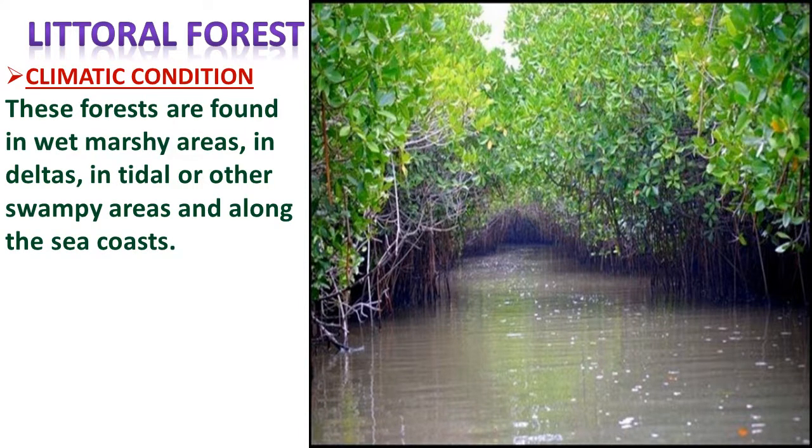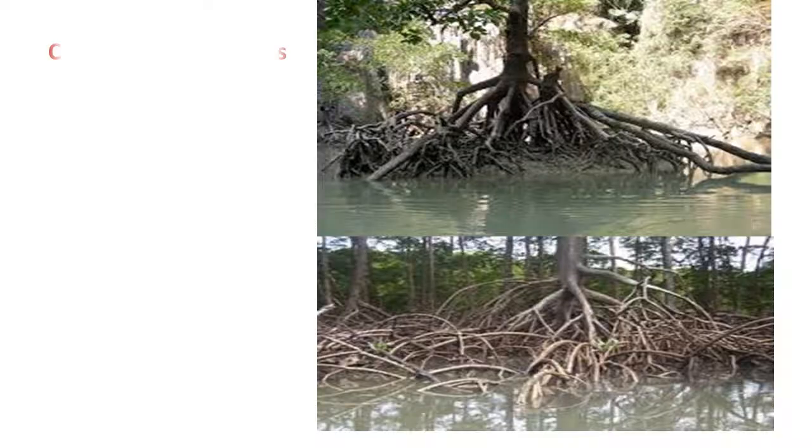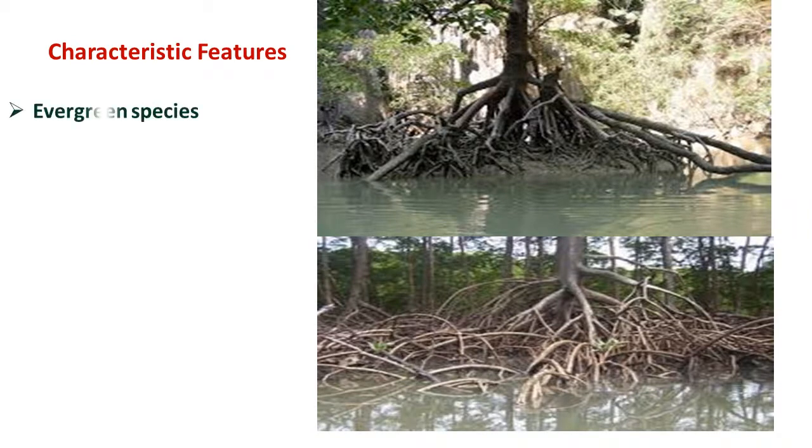These forests are found in wet marshy areas, in deltas, in tidal or other swampy areas and along the sea coast. These forests are also known as mangrove or tidal forest. The dense littoral forests occur in the tidal creek and the coastal area which are prone to the tidal waves. Following are the characteristic features of littoral forest. The littoral forests have mostly evergreen species with varying density and height. They are usually associated with wetness.